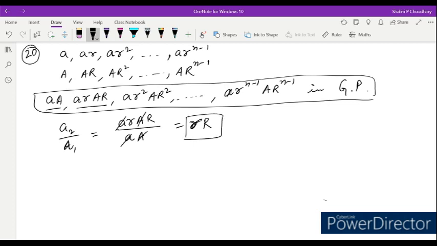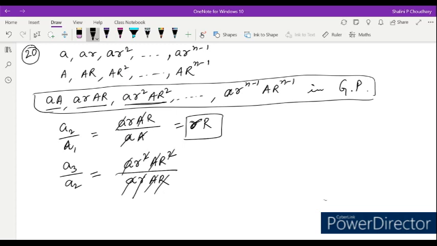Now we can check for another term, let's also try A3 upon A2. So what value are we getting? A r square, upon small a, A2 is a r into A R. Now a cancel, A cancel, and one r can cancel, this one. So what we are getting? Small r into capital R.